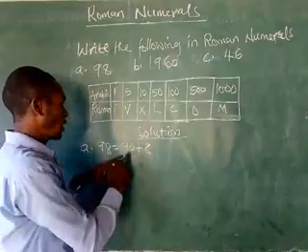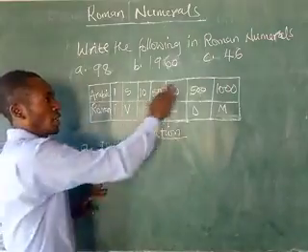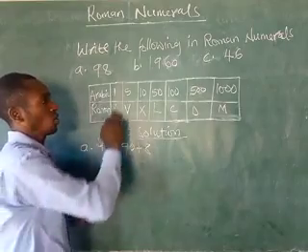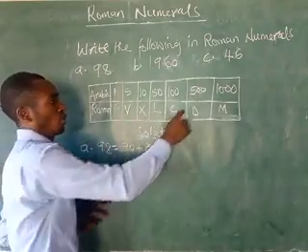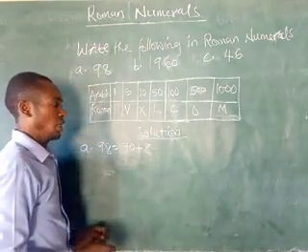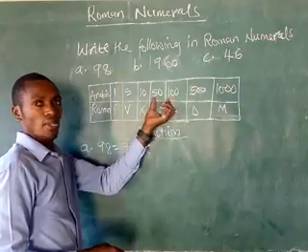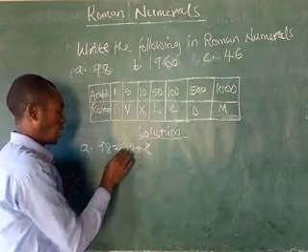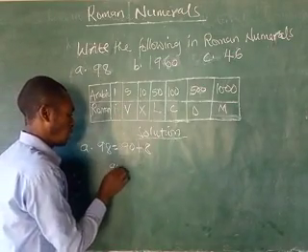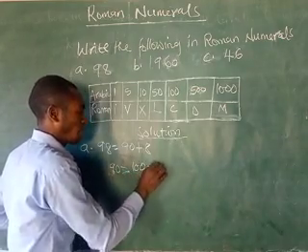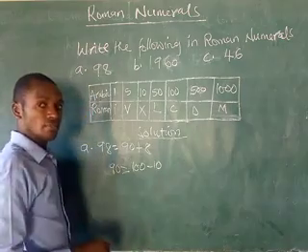Now, 90. How do we get 90 from this table? If you check, you are going to see that 90 can only be gotten from 10 and 100. So meaning if I subtract 10 from 100, I'll get 90. Now, 90 is equal to 100 minus 10. That is 90.